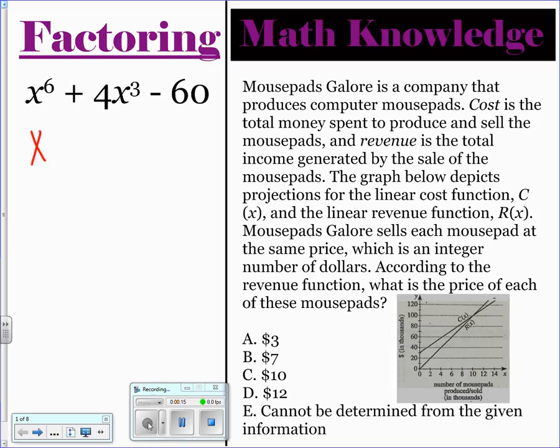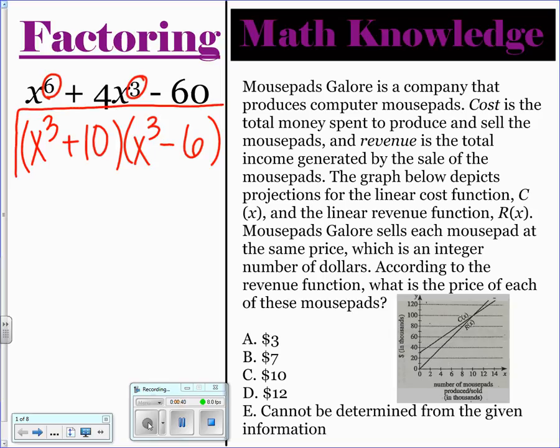So we're going to have to use x cubed, though, because we have a 6 and a 3 for our exponents. So the numbers that multiply to give you a negative 60 and add to give you a 4 are going to be a positive 10 and a negative 6. Now yesterday, both of our numbers were perfect cubes, but on this one, 10 and 6 are not perfect cubes, so we do not have to deal with trying to simplify using our sum or difference of cubes. That would be your answer there.